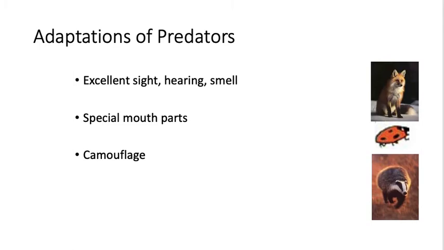Now, what adaptations might we associate with this? Well, some of these have been mentioned already. Predators tend to have excellent sight or hearing or smell, any of the senses that would help them to detect the prey. Maybe they might have specialised mouth parts like your ladybird that's adapted to eat the aphid. Or maybe they might have camouflage, so they might blend into their environment, and you find that with your badger.